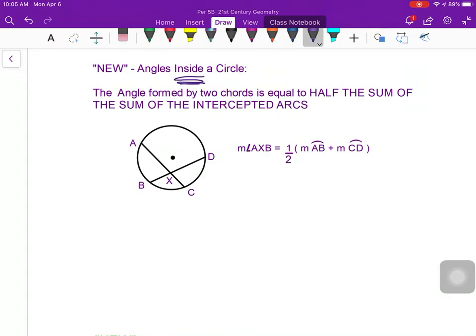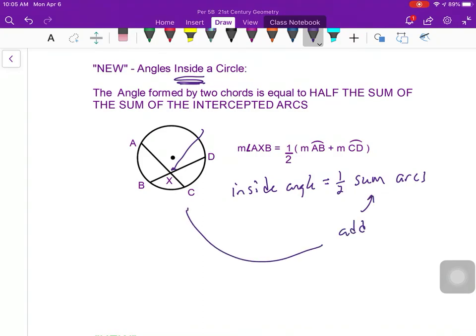So this one was an angle that was formed by two chords. An angle that was formed by two chords is called an inside angle. The inside angle had its vertex on the inside, and it was equal to half the sum of the arcs. Sum means we're going to add. If you look at it, it kind of looks like an addition sign.